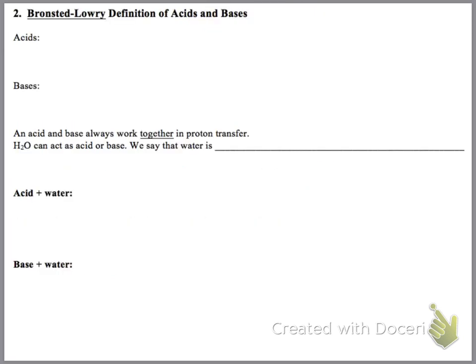So that brings us to the Bronsted-Lowry definition, which says that acids are proton donors. So the definition of acids really didn't change. It kind of fits the Arrhenius definition also. But now bases, instead of saying that bases are hydroxides or give us hydroxides, we say that bases are proton acceptors.